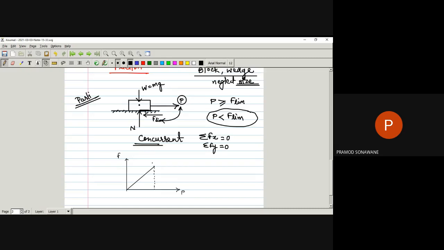At this stage, it will reach its maximum value, that is F limiting, and once it reaches this value there will be a sudden drop, and then it will move in the direction of force P with some constant value of resistance. Can you tell me what this is?